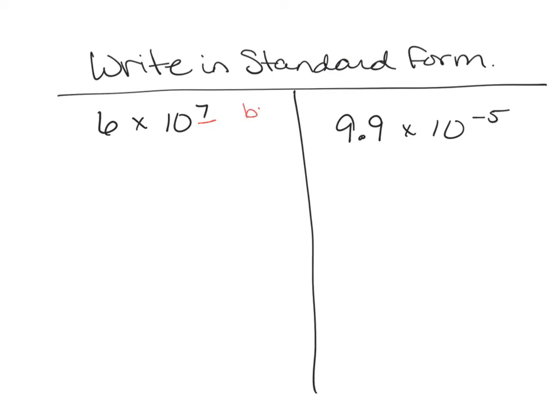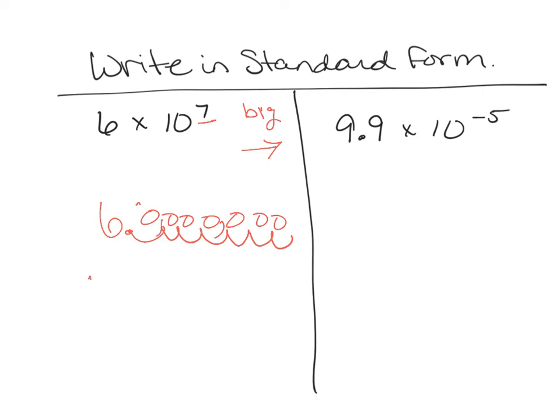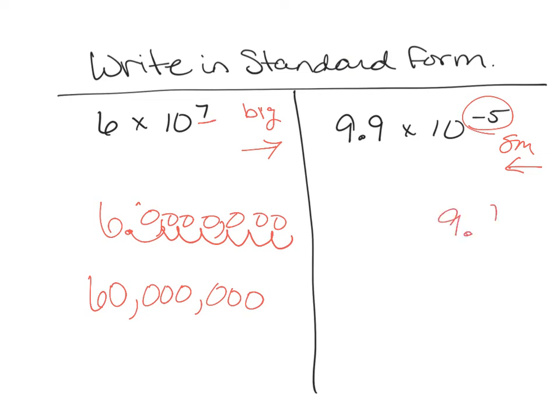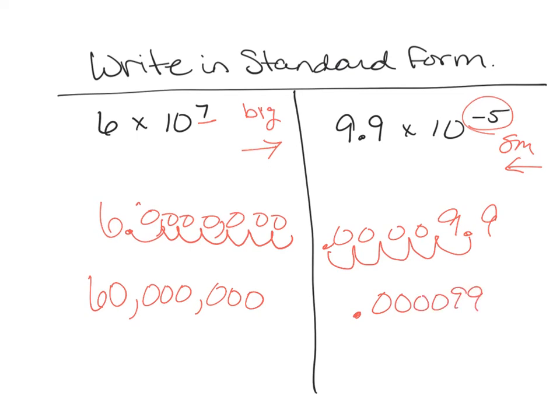Positive exponent, so it's going to be a big number. We're going to move our decimal to the right. We don't have a decimal point, so it's right after the 6. So we're going to add 1, 2, 3, 4, 5, 6, 7. Put a comma there, comma there. So we're going to have 60 million. Negative exponent, going to be a small number, so we're going to go to the left. 9 and 9/10. There's 1, 2, 3, 4, 5 places, so 4 zeros. So point 1, 2, 3, 4 zeros, 9, 9.